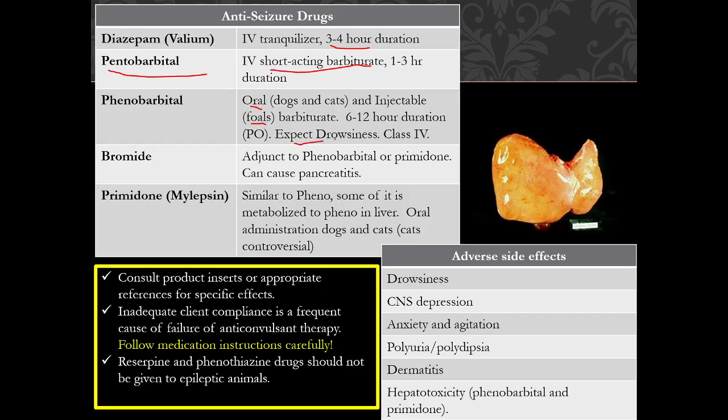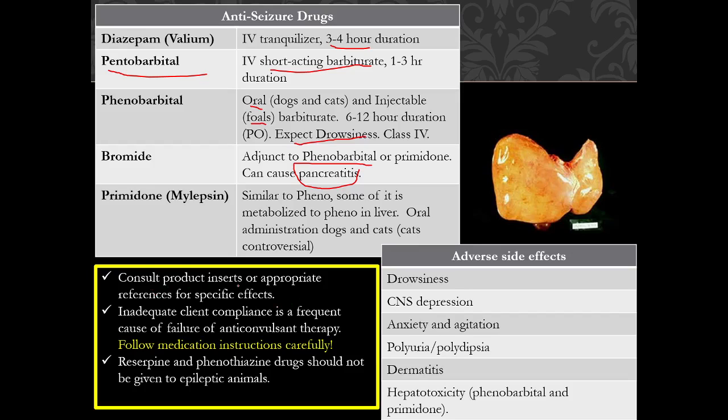We do expect that the pet will be drowsy. This is a class 4 controlled substance. Bromide or potassium bromide is an adjunct that we can use in combination with either phenobarbital or primidone. But it can cause pancreatitis, so we do have to be careful with it. Primidone is similar to phenobarbital, and some of it is metabolized actually to phenobarbital in the liver and then used as phenobarbital. We do use this in dogs and cats, although it's controversial in cats.